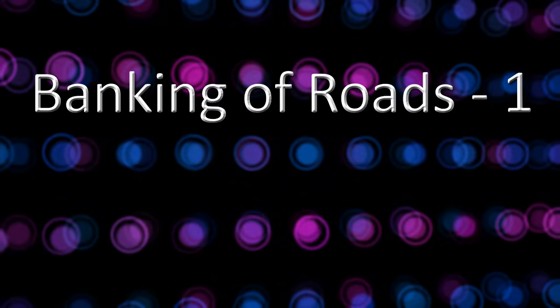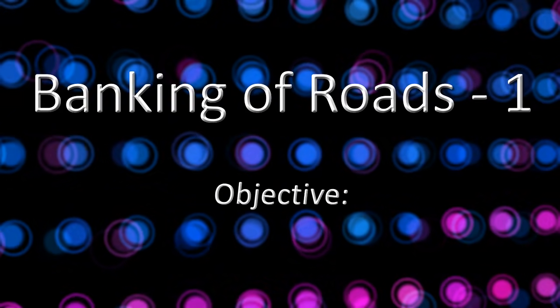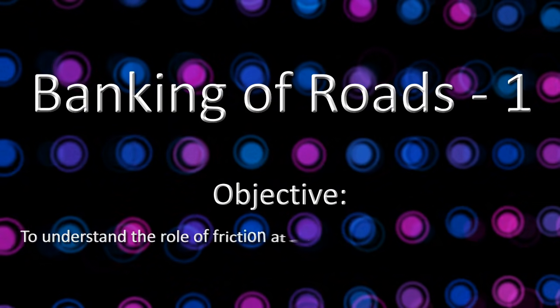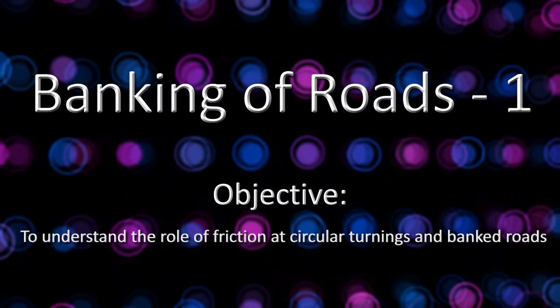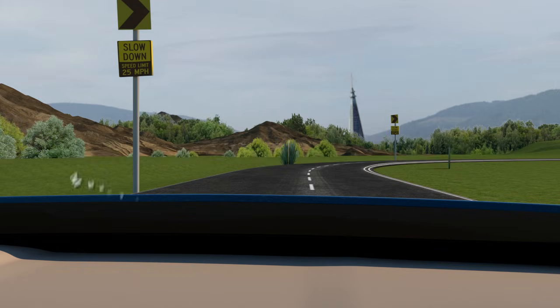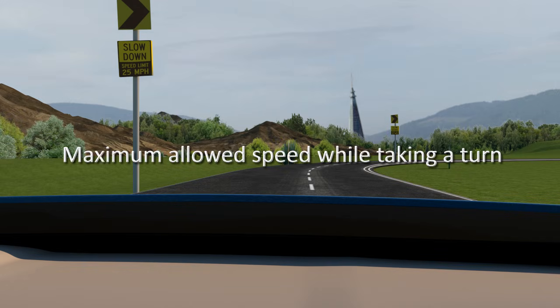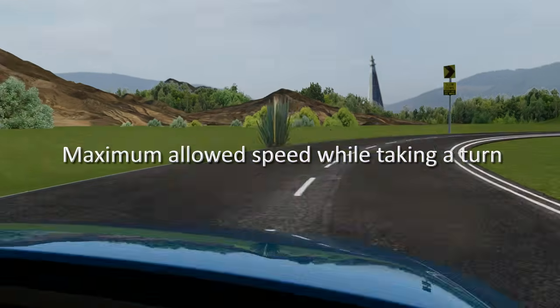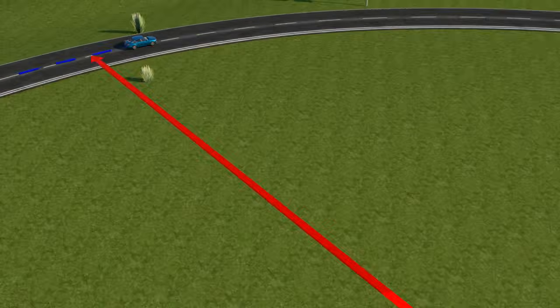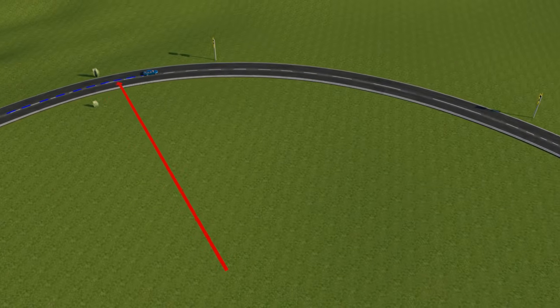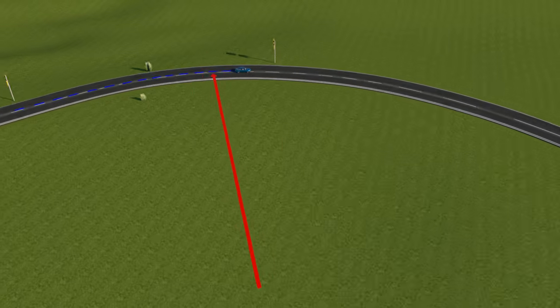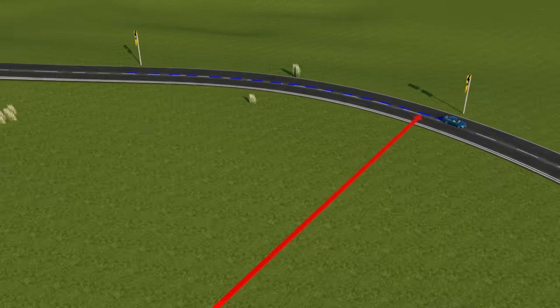Banking of roads. Objective: to understand the role of friction at circular turnings and banked roads. Maximum allowed speed while taking a turn. When a car takes a turn, each curvilinear section of the turn can be approximated to be an arc of a circle with a certain radius.